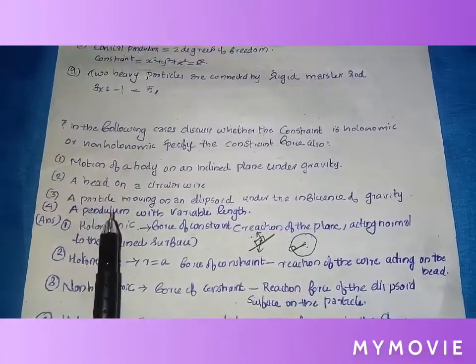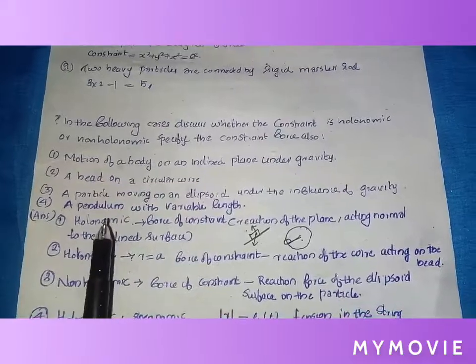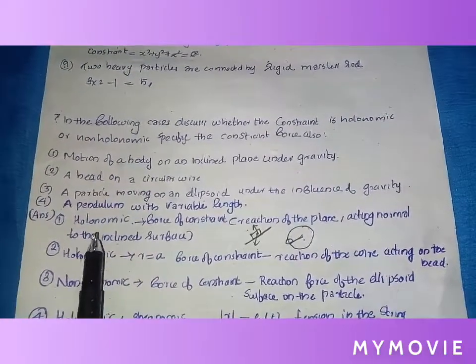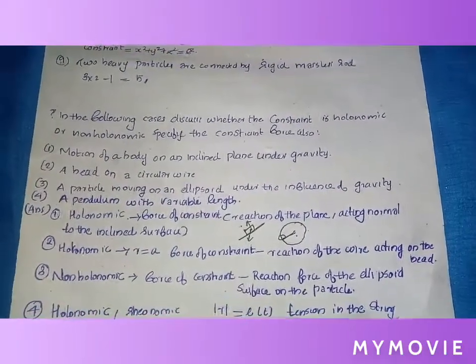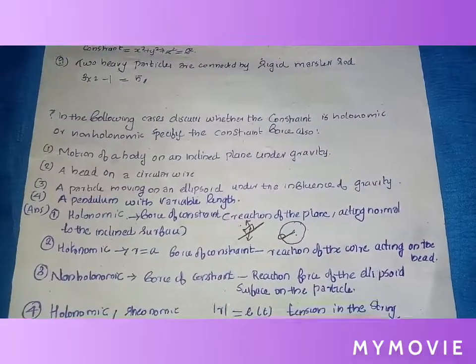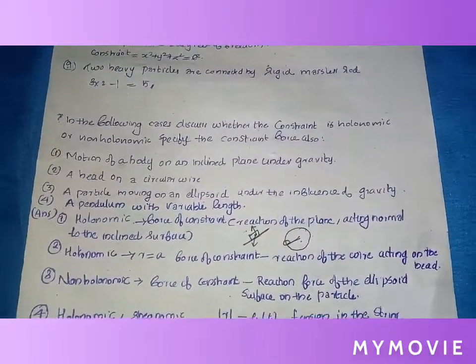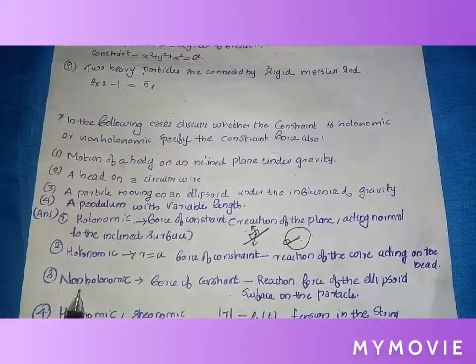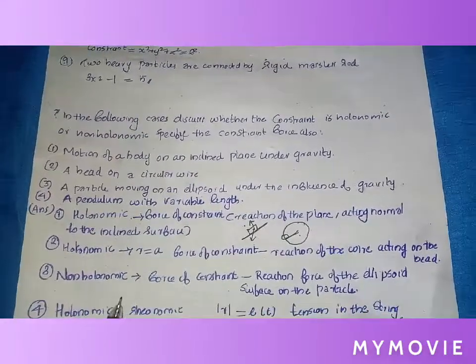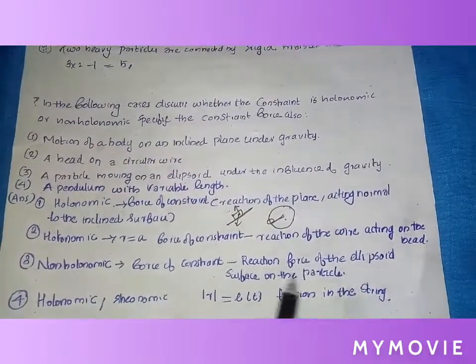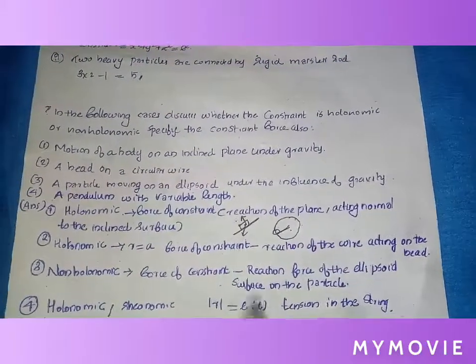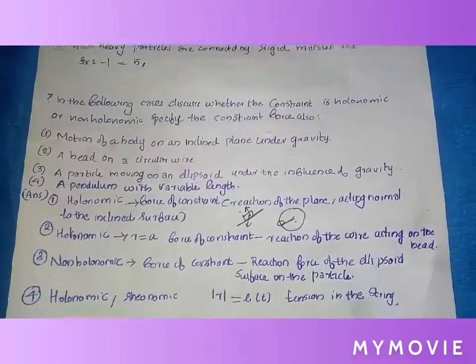And the next example, a particle moving on an ellipsoid under the influence of gravity. Here it is a non-holonomic constraint. The force of constraint is the reaction force of the ellipsoid surface on the particle.